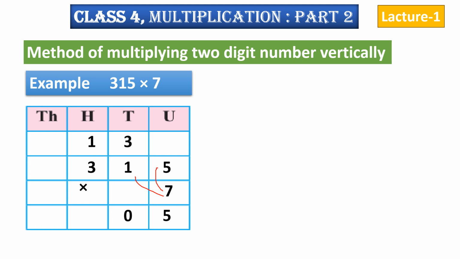Then 7 threes are 21. 21 plus 1 is 22. Our answer is 2205.